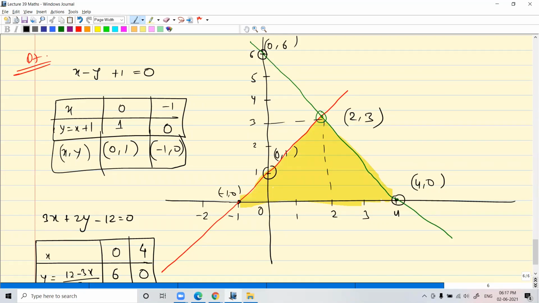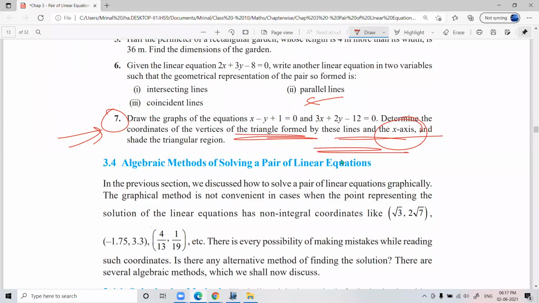Okay, so this is the first vertex. You can call it point A. It will be 2, comma 3. What is the second vertex of this triangle? It is -1, comma 0. And the third vertex is 4, comma 0. So these are the three answers they are looking for here. The three vertices.